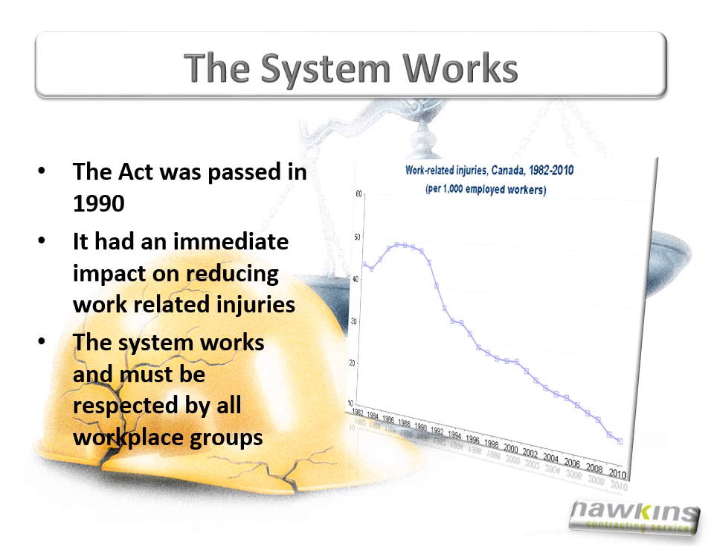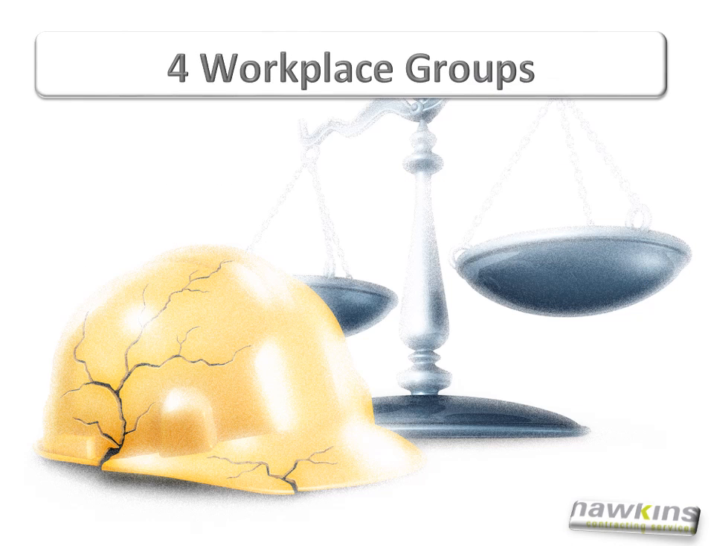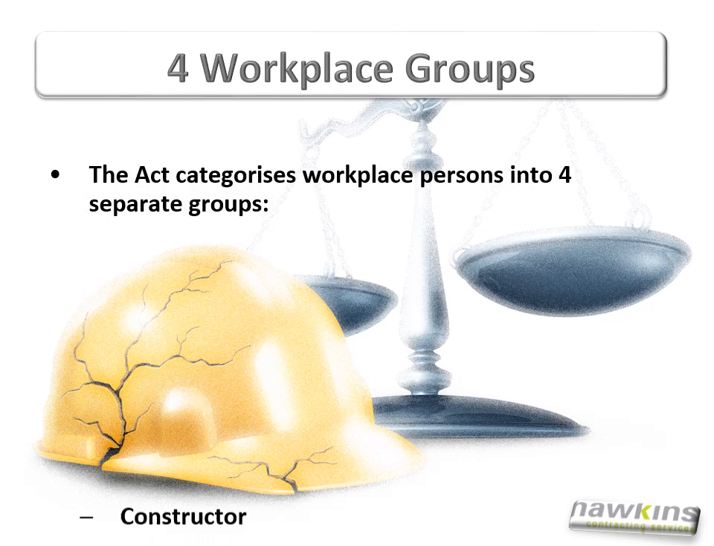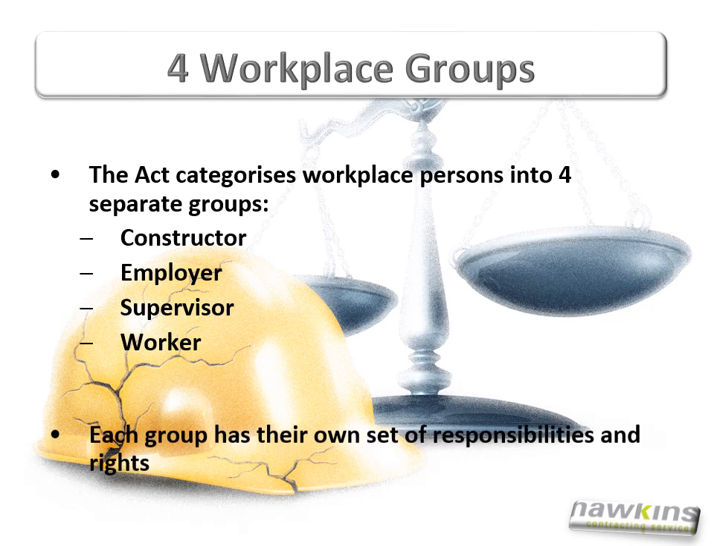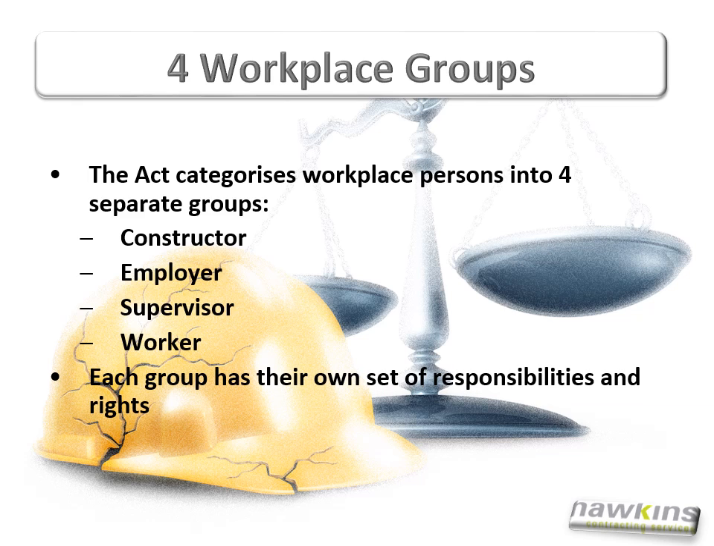The Occupational Health and Safety Act was passed in 1990. It had an immediate impact on reducing work-related injuries. The system works and must be respected by all workplace groups. The Act categorizes workplace persons into four separate groups: that of constructors, employers, supervisors, and workers. Each group has their own set of responsibilities and rights.